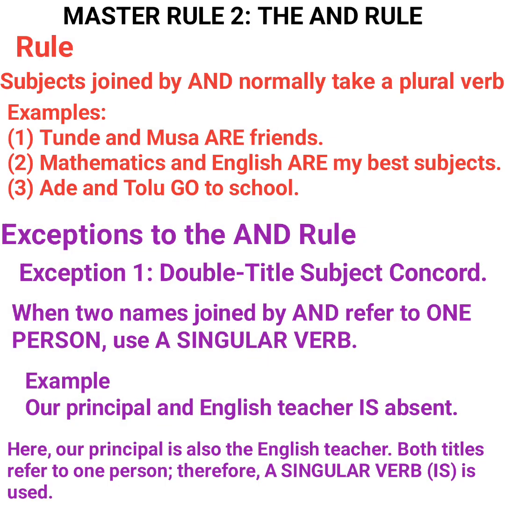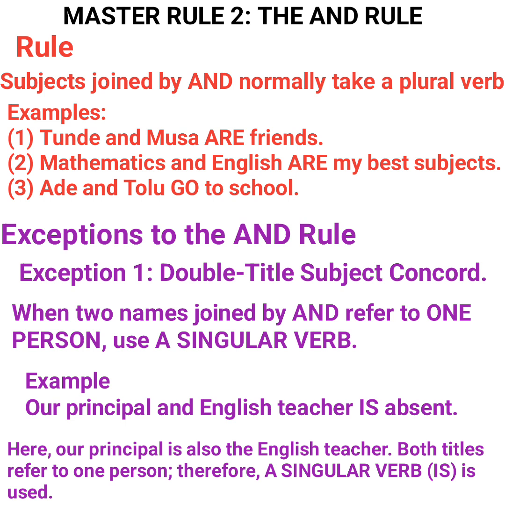Master Rule 2. The "and" rule. This rule implies that subjects joined by "and" normally take a plural verb, because "and" joins two nouns or two words together to make it plural, basically. And these are the examples.